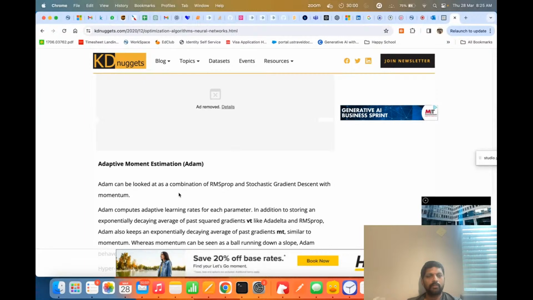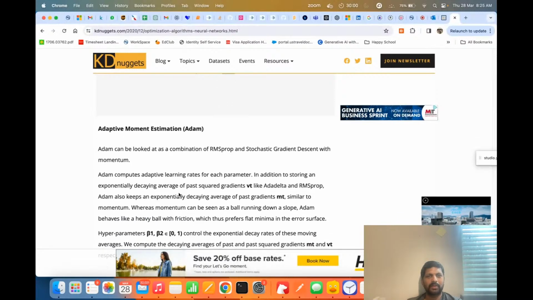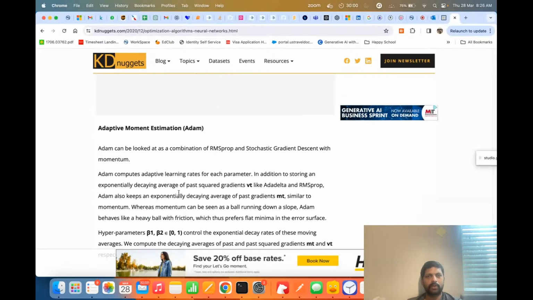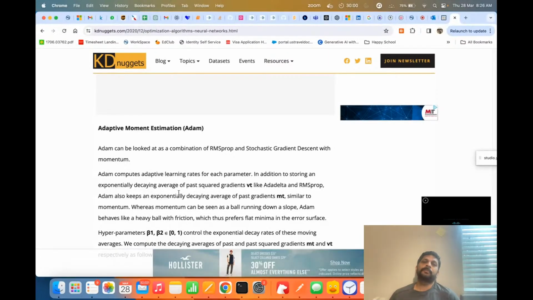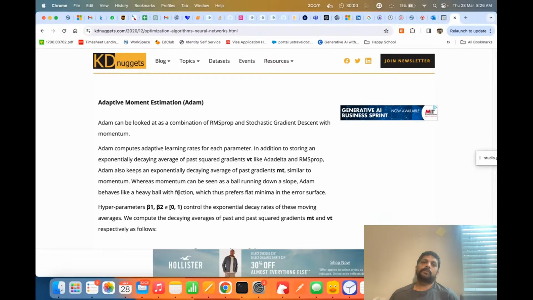Adam, adaptive moment estimation. Adam is a combination of RMSprop and stochastic gradient descent with momentum. The Adam that we're looking at is again not being done at batch level.